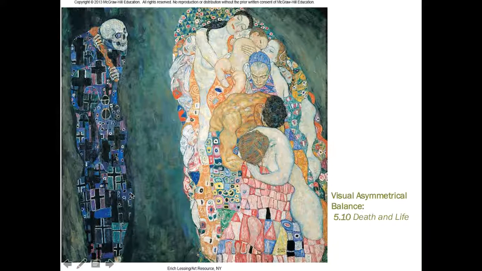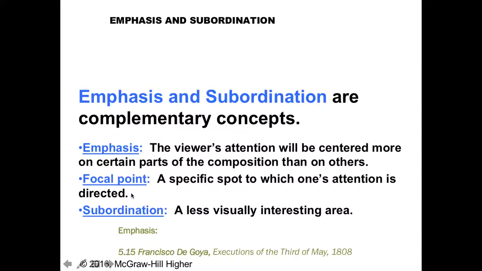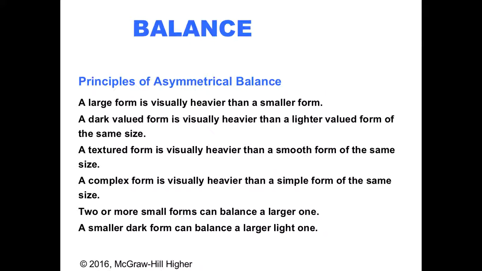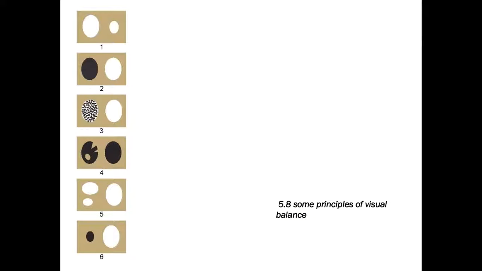Is visually heavier, and two, I like how I lost that. Okay. And then two or more forms can balance a larger one. A small dark form can balance a lighter one. Okay, so I'm going to backtrack to here.